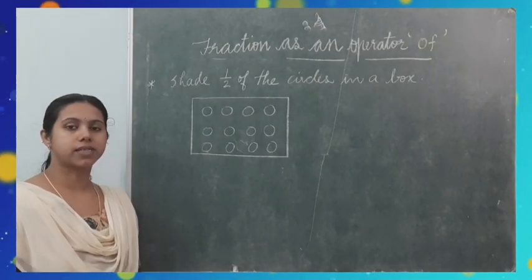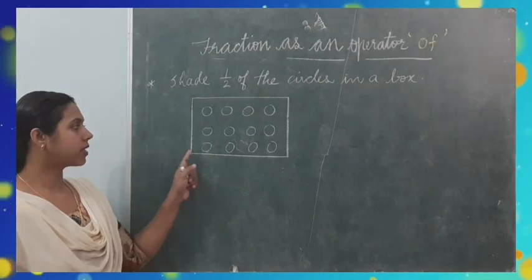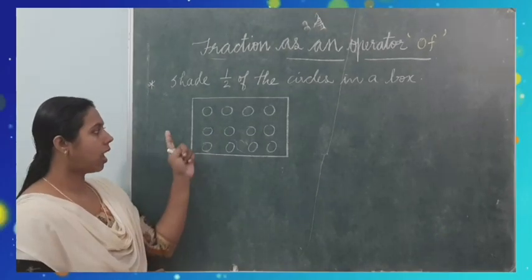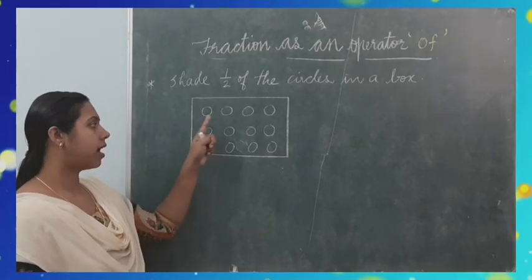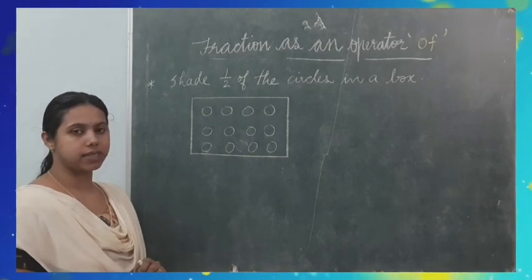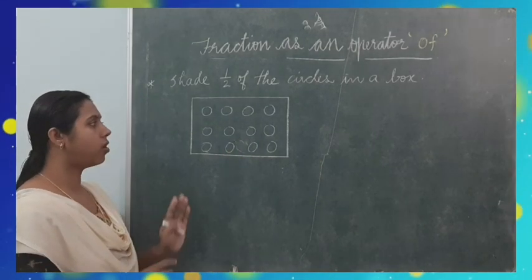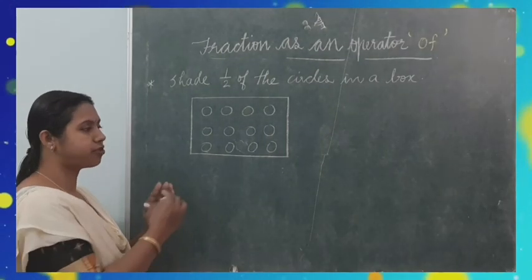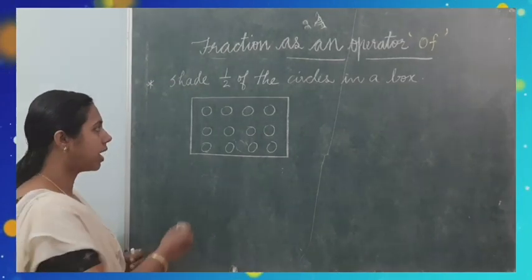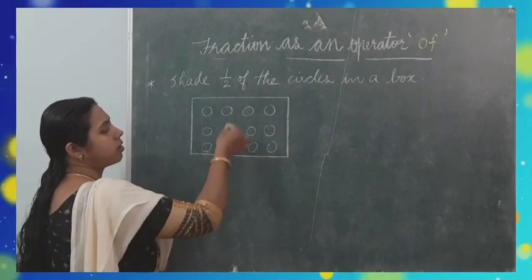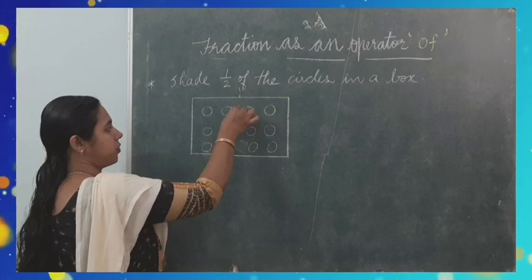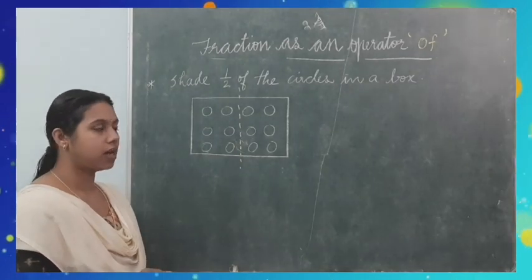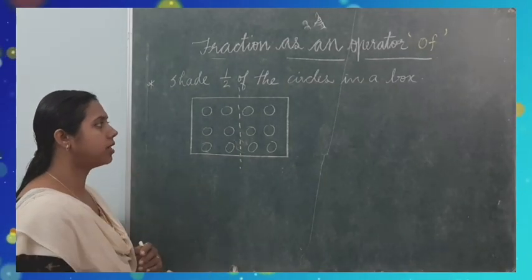Shade half of the circles in a box. A box has so many circles. How to shade only half of the circles? Total how many circles are in the box? There are 12 circles in the box. You have to shade only half of the circles. That means half of 12 circles you have to shade. So you can divide this box into two equal halves. If you divide like this, you will get two equal halves. Now you can shade only the half part.